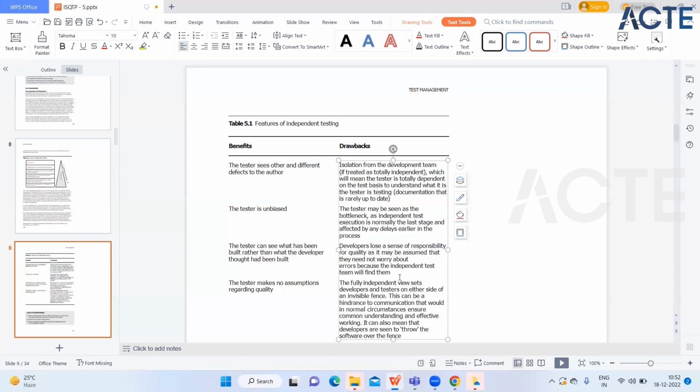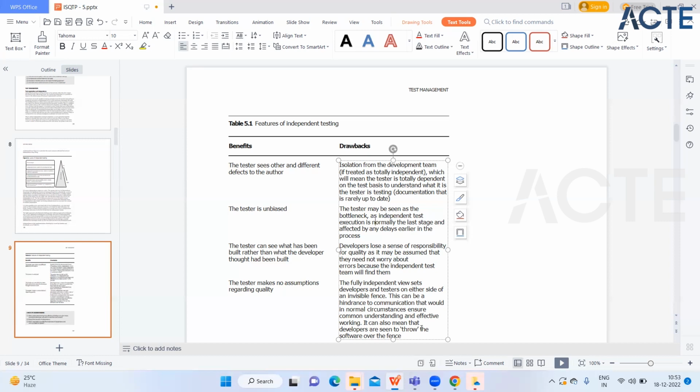So developers will definitely think, why should I deliver quality code? Because there is the independent testing team. They will check everything. Why do I have to worry about my code? That kind of thing can happen. The fully independent view sets developers and testers on either side of an invisible fence. This can be a hindrance to communication that would, in normal circumstances, ensure common understanding and effective working. It can also mean that developers are seen to throw the software over the fence.